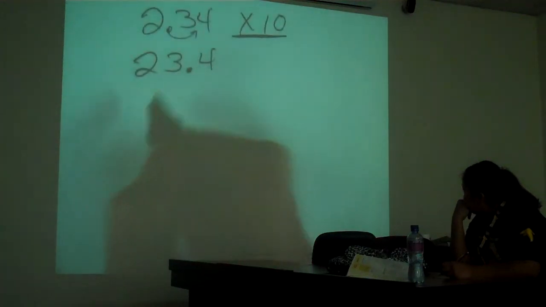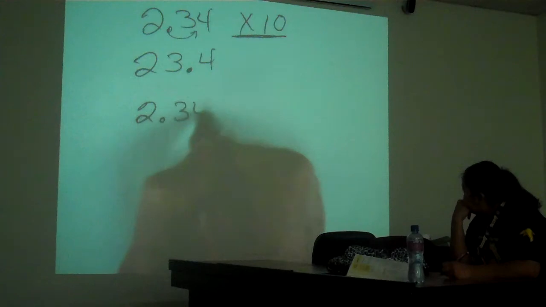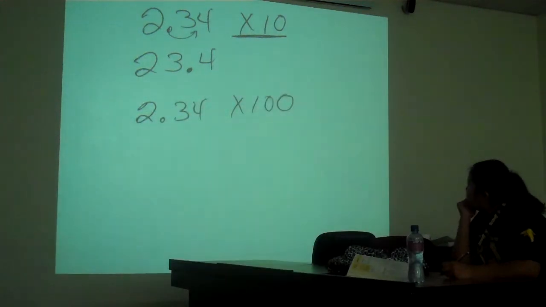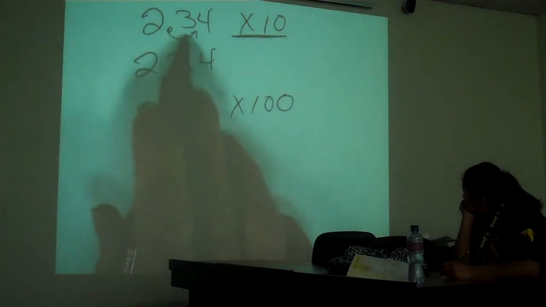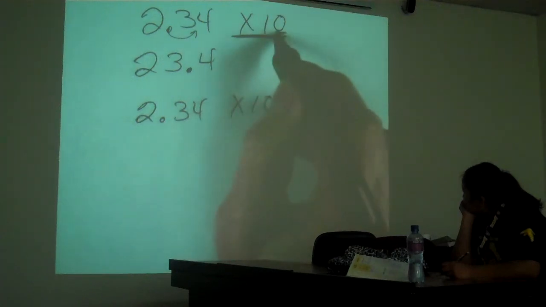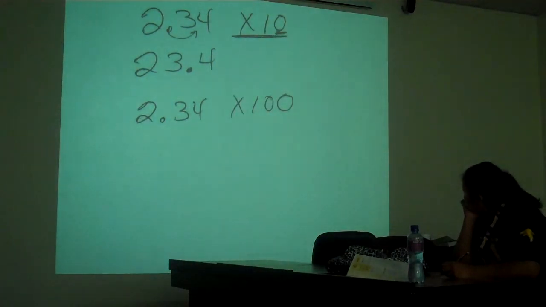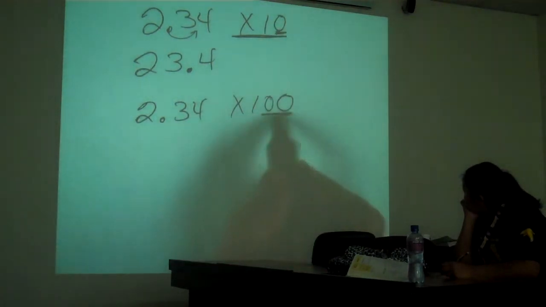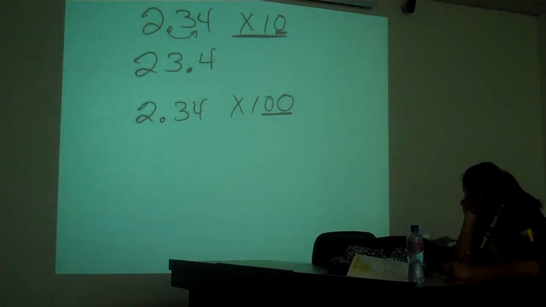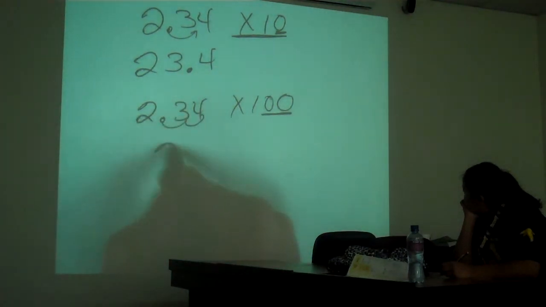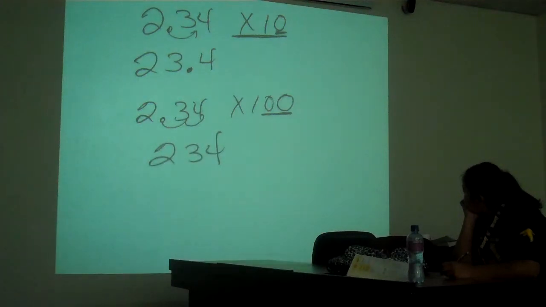How about times 100? We moved it once there. That was how many zeros there were, huh? So we must be going to move it 2 times for 100, right? 1, 2. We have 234.